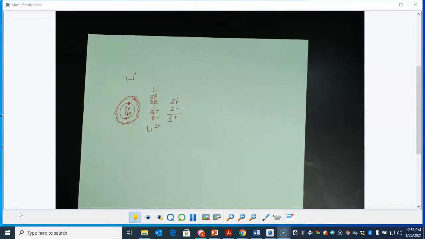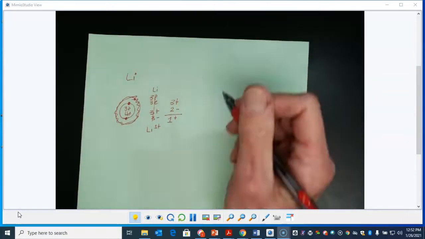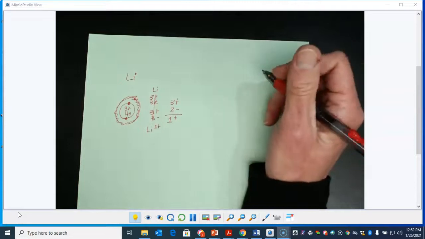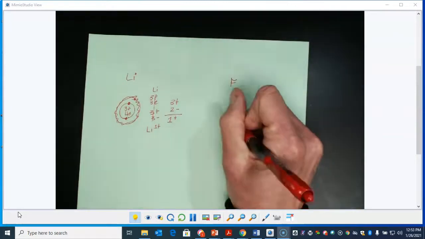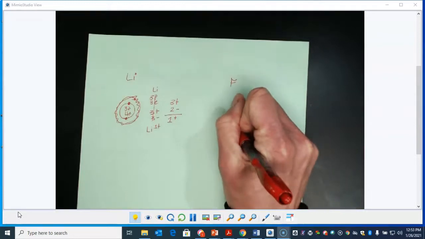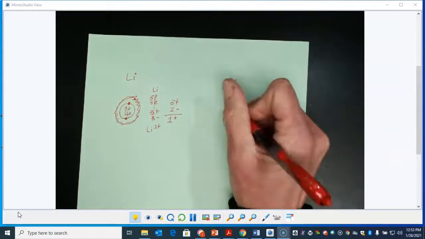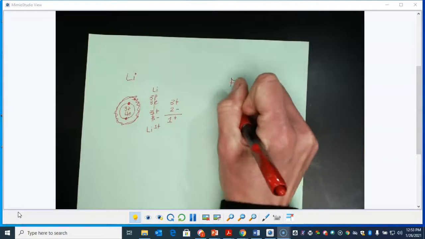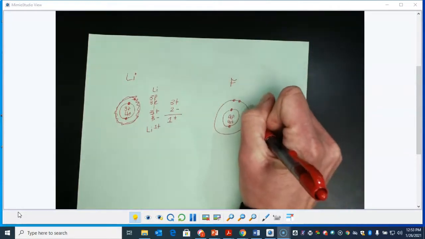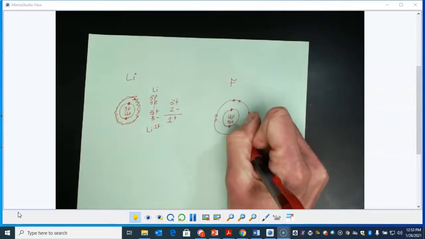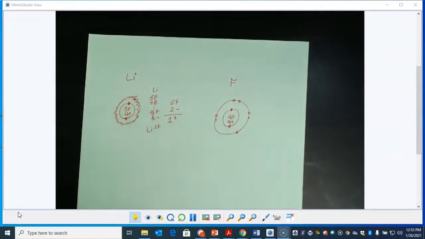Let's move over and look at fluorine. Fluorine has 9 protons and 9 neutrons. And if it has 9 protons, it has to have 9 electrons. 2, 3, 4, 5, 6, and 7. So instead of losing 7, it's going to be super easy for this one to gain 1.